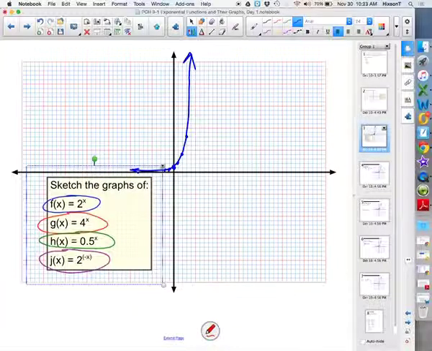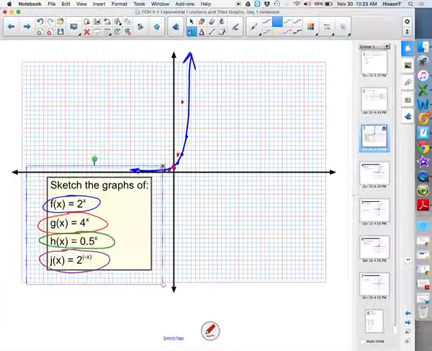All right, so then we had 4 to the x, and what's the y-intercept for 4 to the x? (0, 1). Okay, and then you have (1, 4), and (2, 16). 3 is going to be up at 64, so we'll stop there. If we go to the left, it's going to be (-1, 1/4), and then negative 2 would be at 1/16.